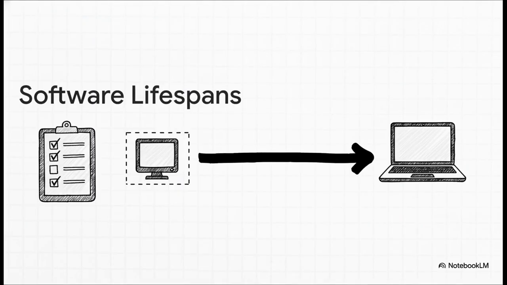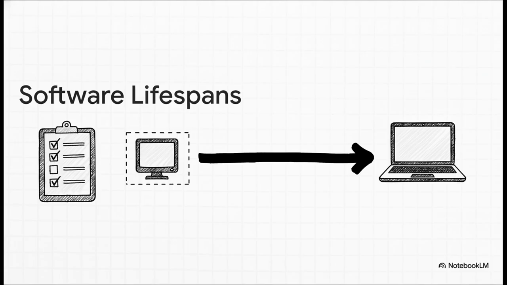So, to stop these unsupported systems from becoming the weakest link in your security posture, you've got to actively manage your software lifespans, maintain a really detailed software inventory, and make it a habit to regularly review the support status of every single tool you use. Obviously, the best fix is to just upgrade to a supported version.